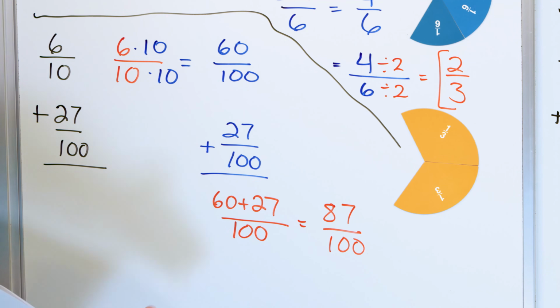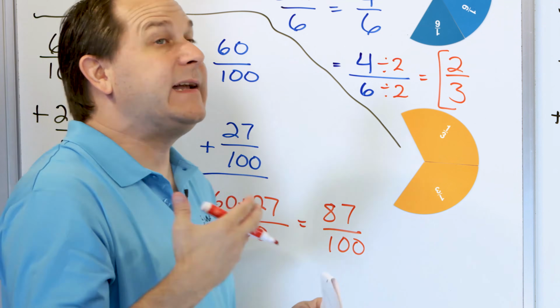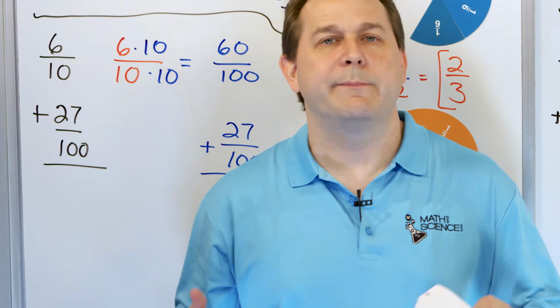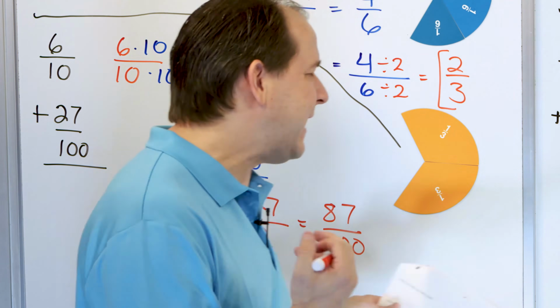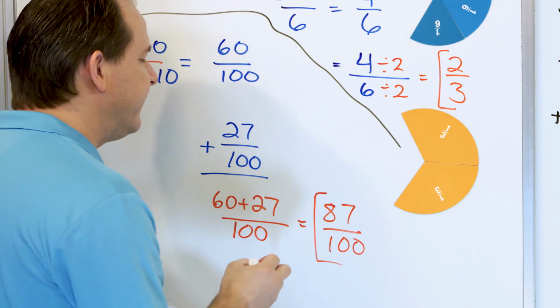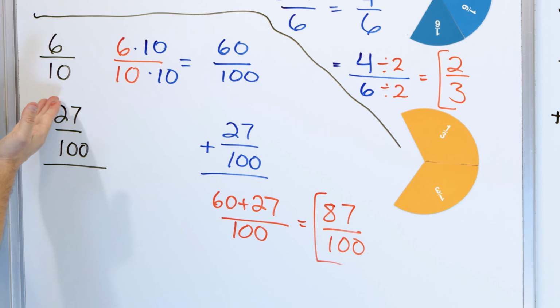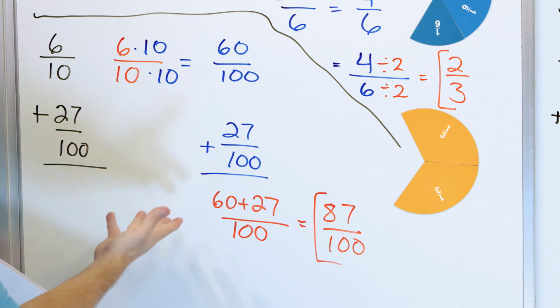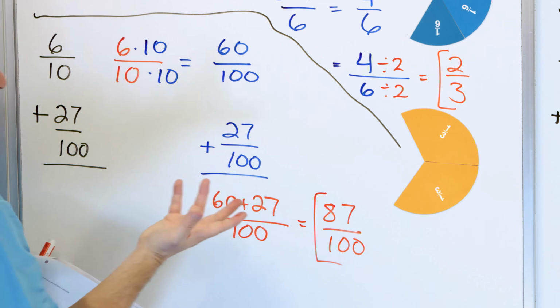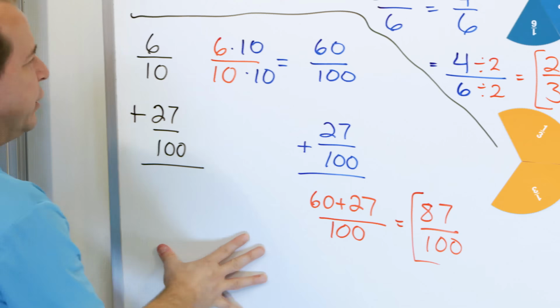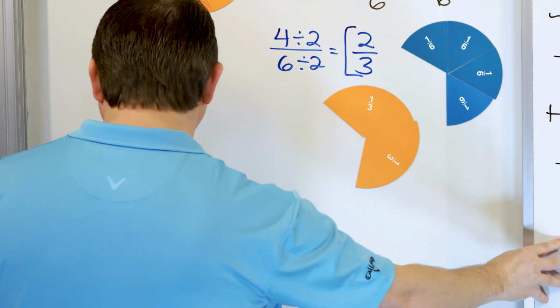And then you ask yourself, can I simplify this? Can I divide 87 and 100 by the same number to make them both simpler? And actually you cannot. So this is the final answer. I cannot look at 6/10 and 27/100ths and just know that the answer is going to come out to this. I can't do it. So I don't want you to do that either. I want you to use the process here.